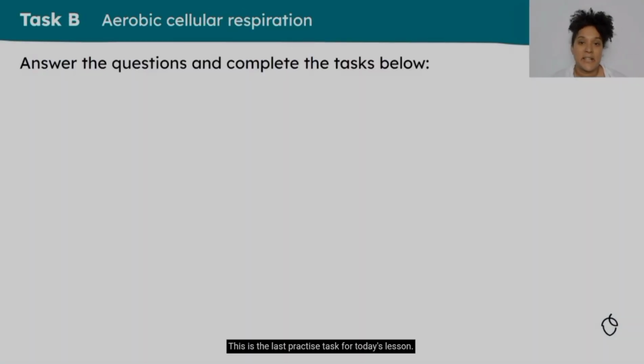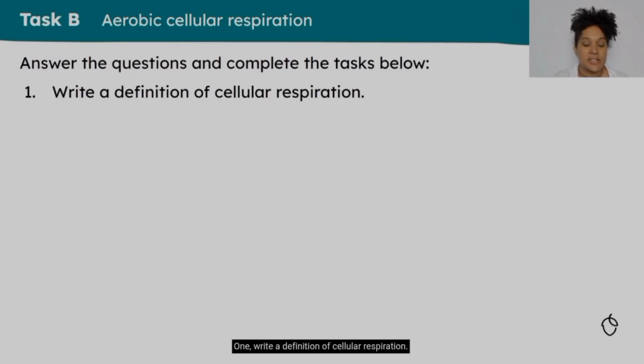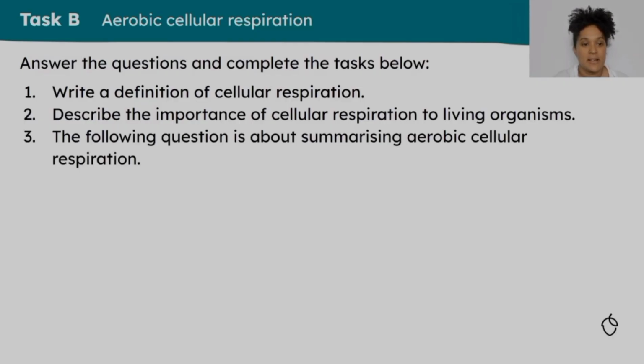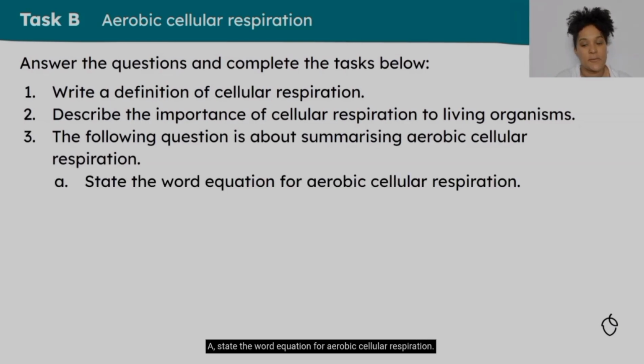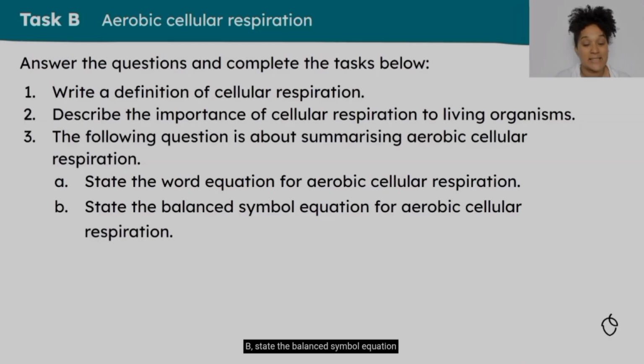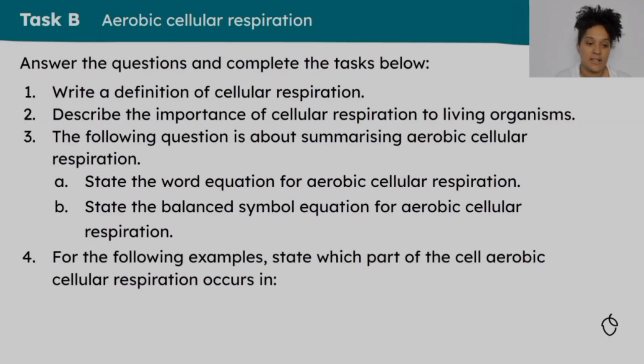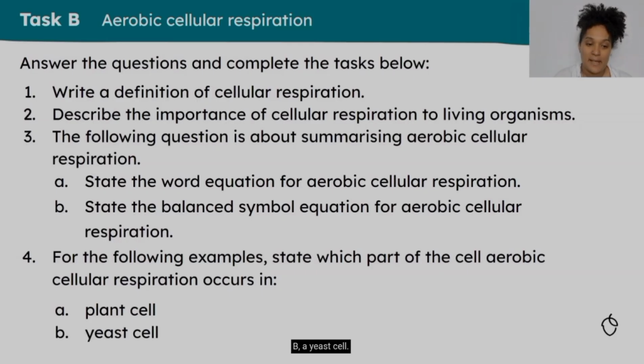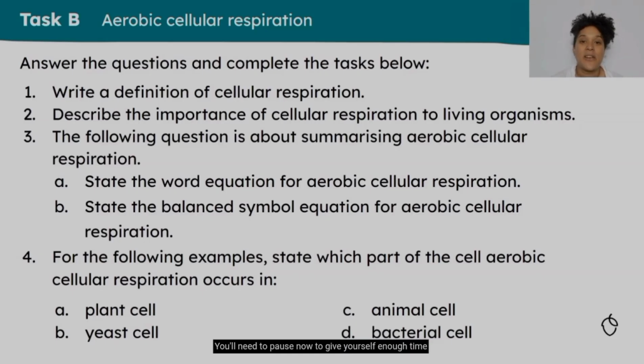This is the last practice task for today's lesson. Answer the questions and complete the task below. 1. Write a definition of cellular respiration. 2. Describe the importance of cellular respiration to living organisms. 3. The following question is about summarising aerobic cellular respiration. A. State the word equation for aerobic cellular respiration. B. State the balanced symbol equation for aerobic cellular respiration. Number 4. For the following examples, state which part of the cell aerobic cellular respiration occurs in. A. A plant cell. B. A yeast cell. C. An animal cell. D. A bacterial cell. You'll need to pause now to give yourself enough time to think about your answer and write it down. Click play when you're ready to see the answers. Good luck.